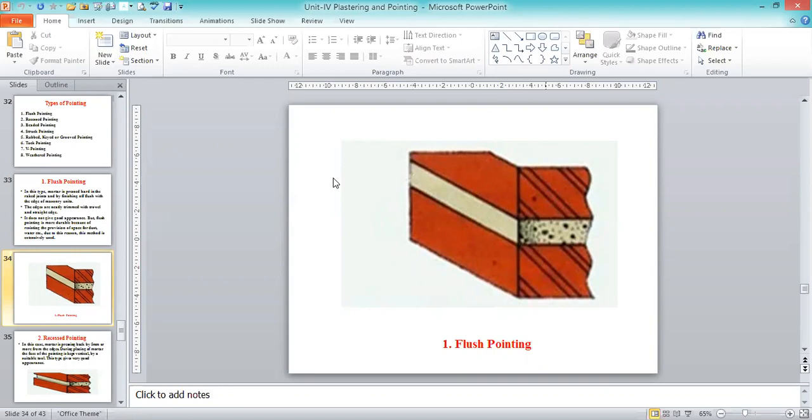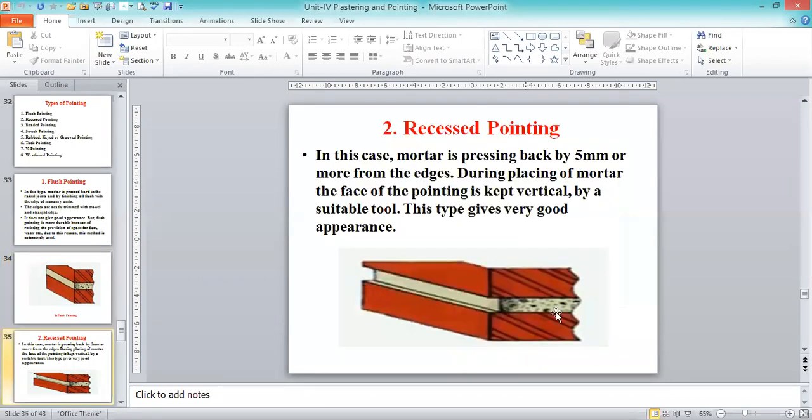Then recessed pointing. Here the conventional symbol showing cement and sand is the older one, and this is the newer one. Here what happens is that we leave some space from the edge and then fill afterwards. That's why it is recessed. We provide a recess gap and fill up to the end, not flush with the edges. Once again you can see it extends to the old work also.